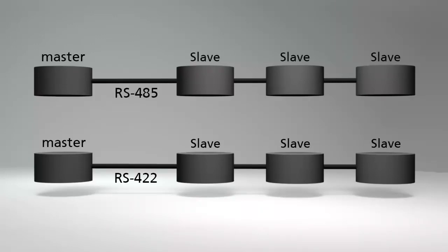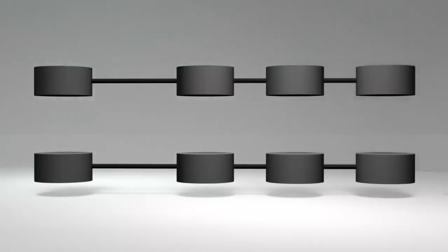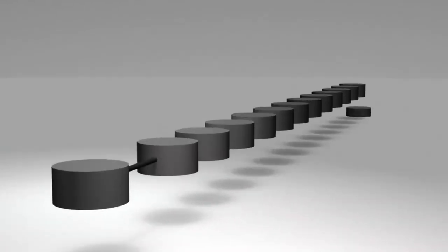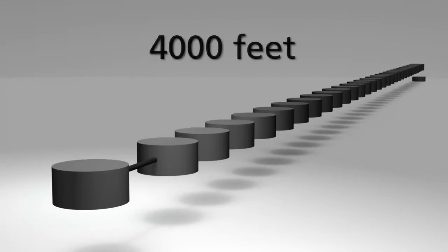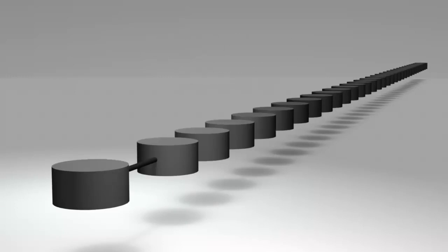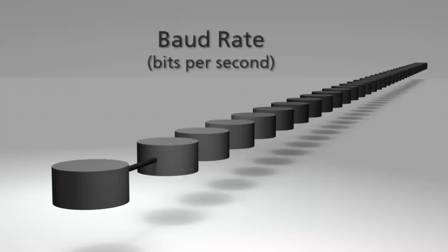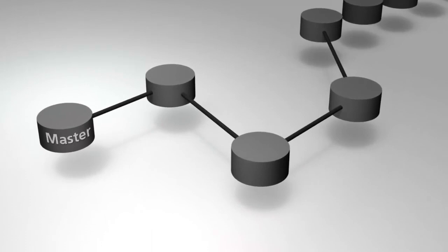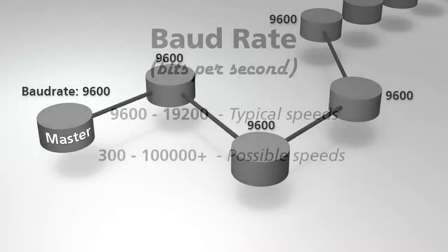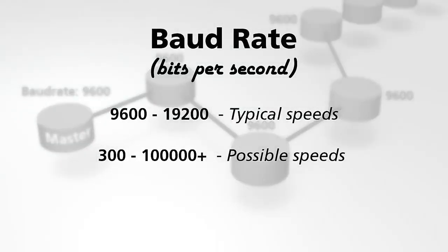For a master communicating with multiple slave devices, RS485 is by far the most popular method. This standard can support up to 32 nodes over a range of up to 4,000 feet, roughly 1,200 meters, without a repeater. The speed that Modbus messages are sent at is referred to as the baud rate, or bits per second. All devices on an RTU network must use the same baud rate. Different devices support different transmission speeds, but between 9,600 and 19,200 bits per second is a typical range. Modbus modules can be configured from as low as 300 to as high as over 100,000.